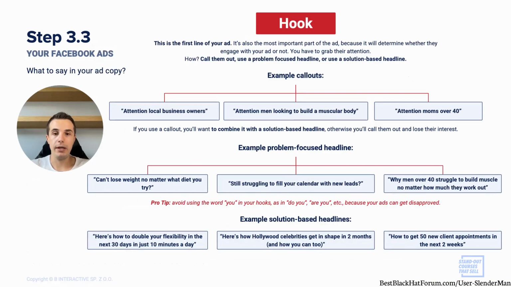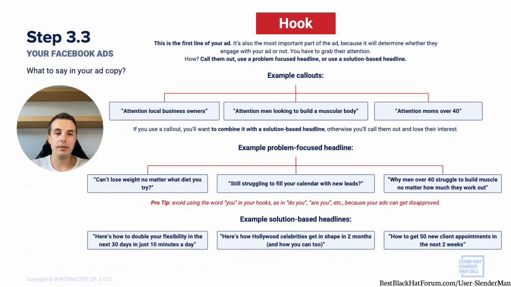So what to say in your ad copy and how to structure ad copy. So the copy structure that I recommend you use is one that starts with a hook. So hook is just the first line of your ad. It's also the most important part of the ad because it's going to determine whether people engage with your ad or not. So the hook has to grab your audience's attention.